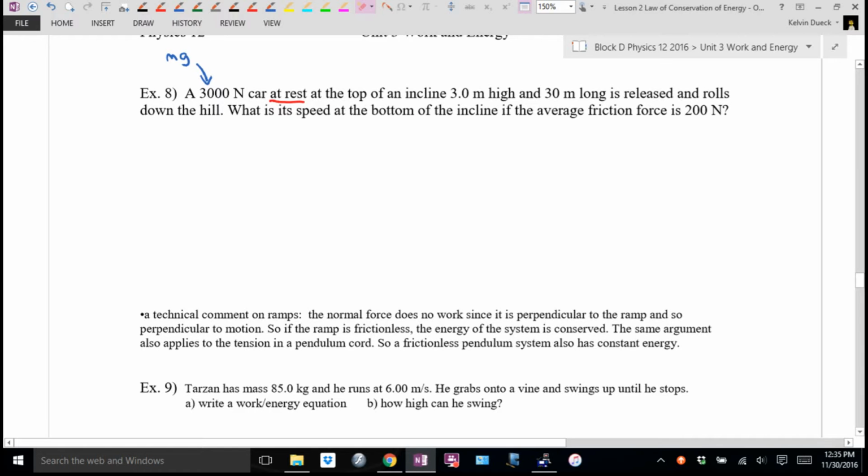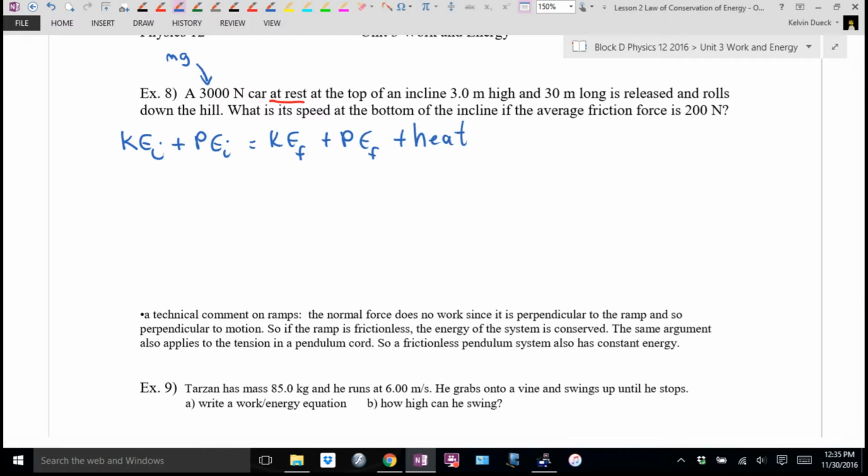Okay? I'm going to go like this. Kinetic initial plus potential initial equals kinetic final plus potential final plus heat. Wait a minute, Mr. Dewick. I didn't see them mentioning heat. Well, they did, sort of. Why did I include heat here?